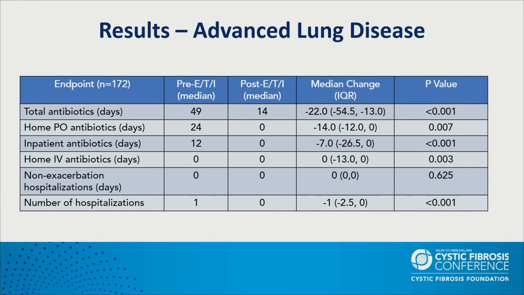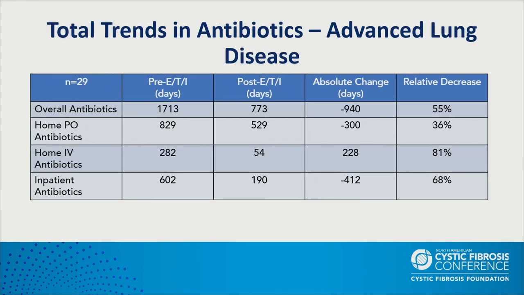non-significant. And then for overall antibiotic days, we found a 55% decrease in overall antibiotics, specifically among our advanced lung disease group, 940 days less. This also held up among each different component of antibiotics, with 36% less oral antibiotics, 81% less home IV antibiotics, and 68% less inpatient antibiotics.